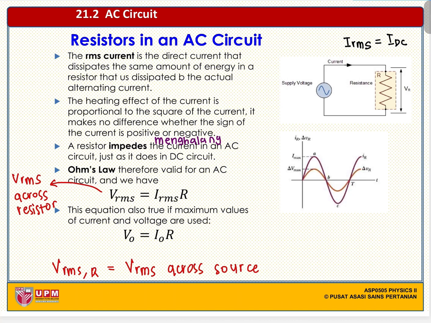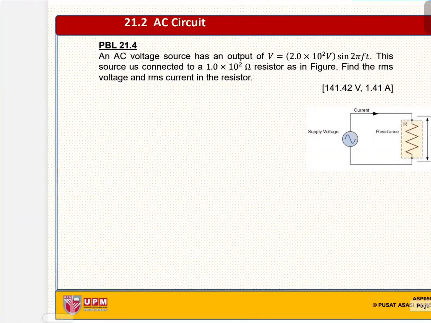The equation is also true if the maximum values of current and voltage are used. So either you can use VRMS equal to IRMS R, or V0 equal to I0 R. But if the question asks for Ohm's law for a resistor, you need to use this one, VRMS equal to IRMS R. The other is also correct because the two relate through the equation VRMS equal to V0 over square root 2, but to be safe, use this one. Alright. Okay, let's look at an example.